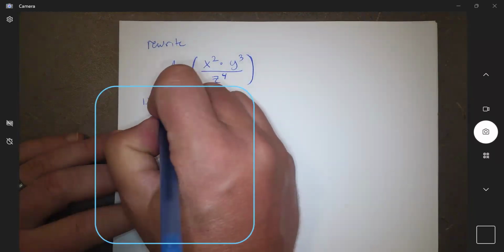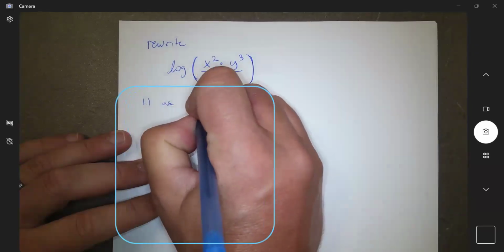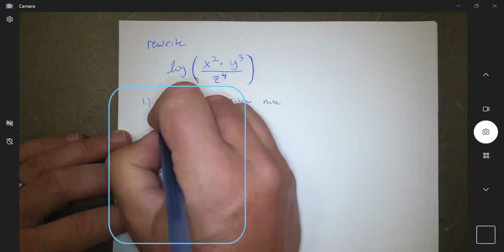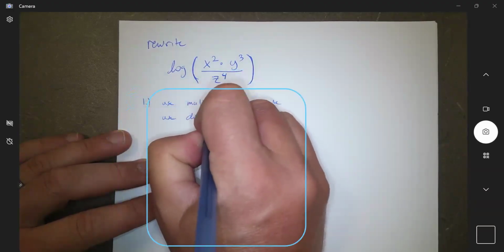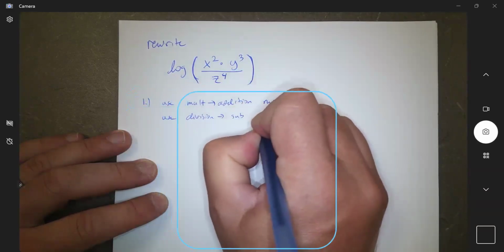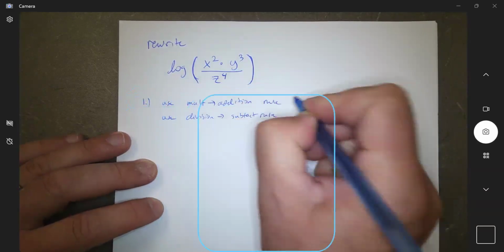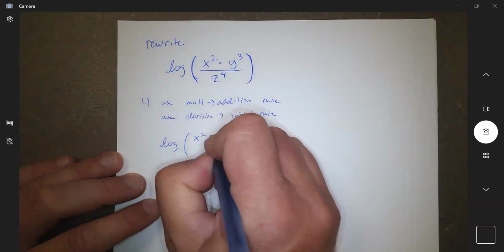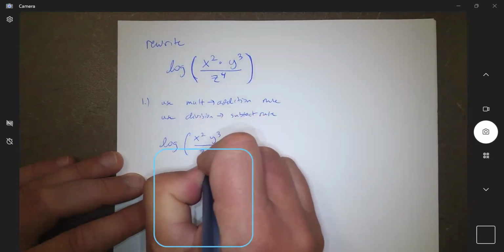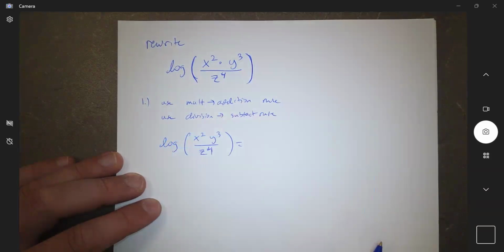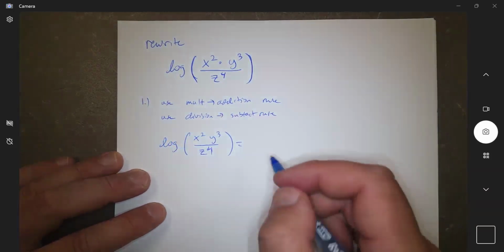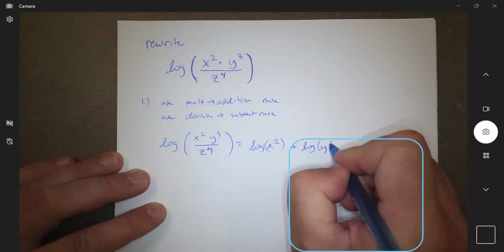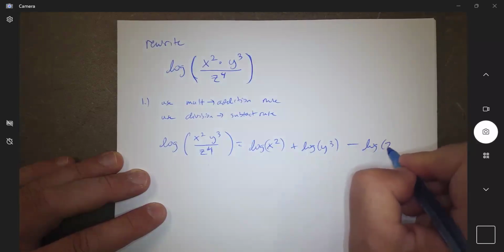So I'm going to use the multiplication to addition rule and the division to subtraction rule first to say that log of the quantity x squared times y cubed over z⁴, I get to split it out into addition and subtraction. Log of x squared plus log of y cubed minus log of z⁴.